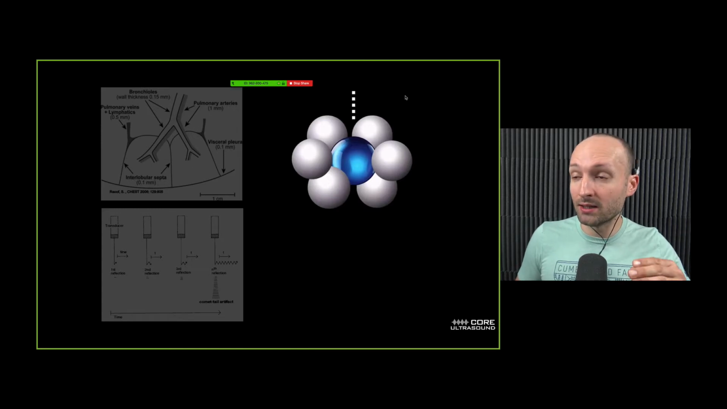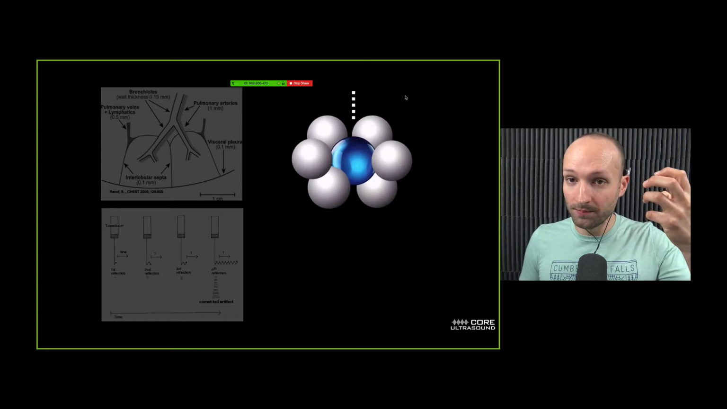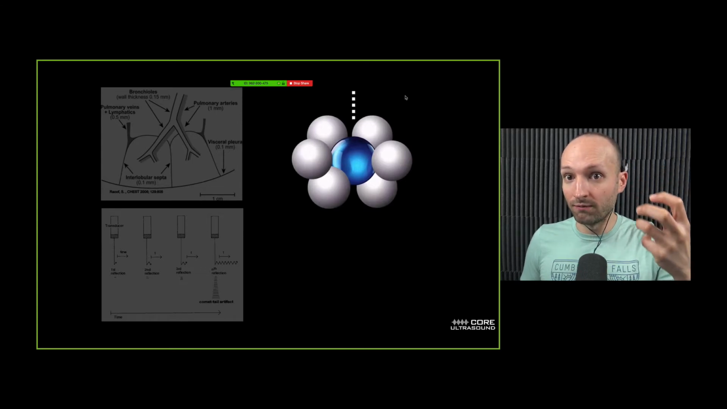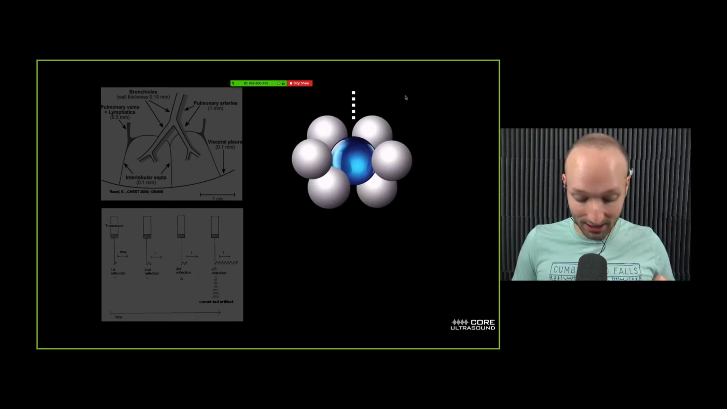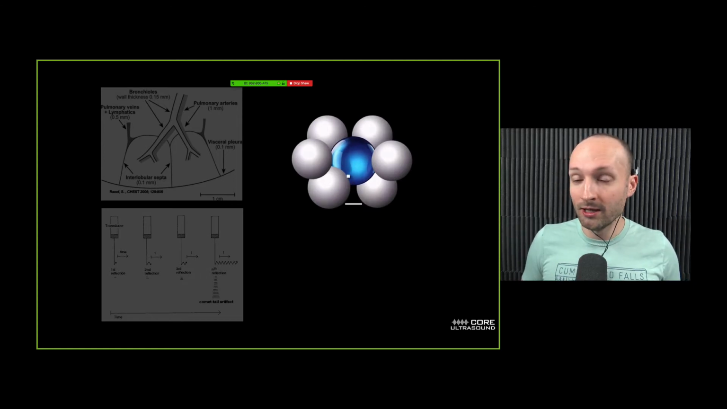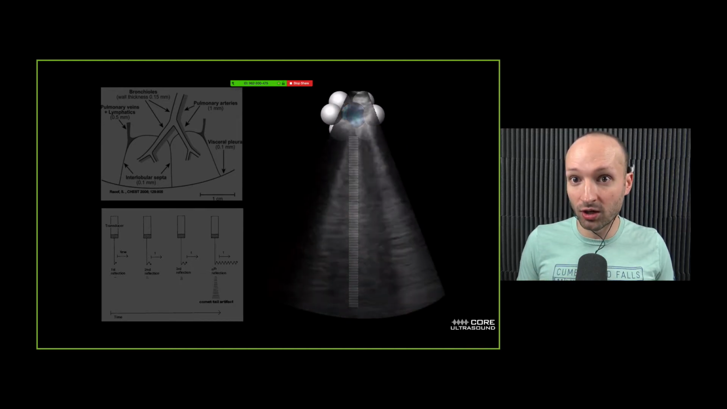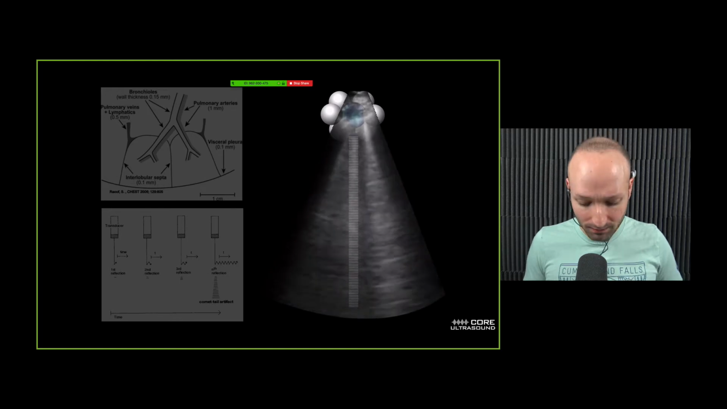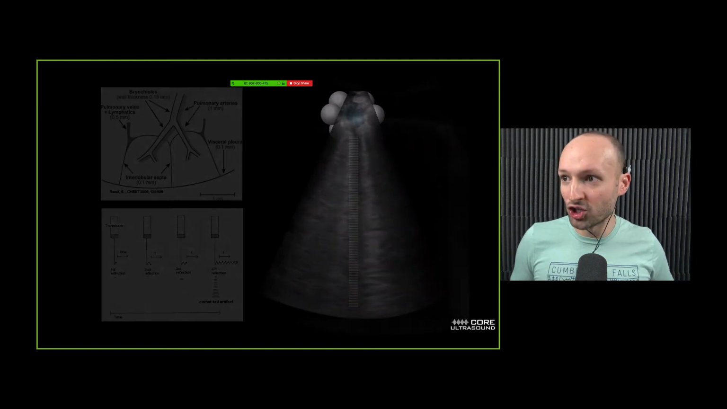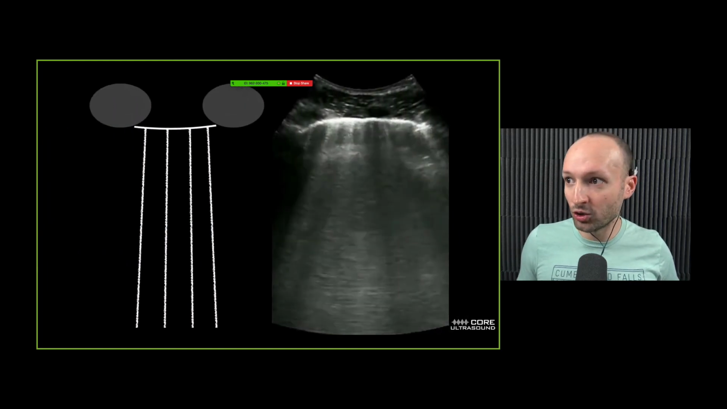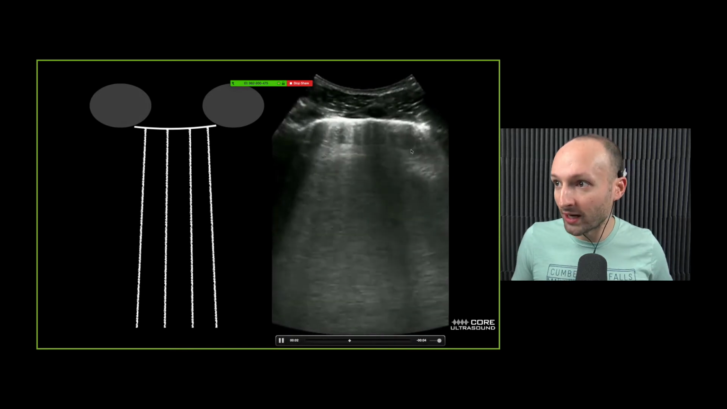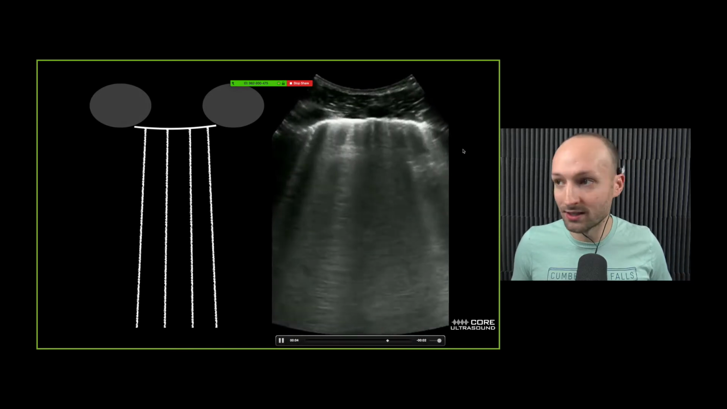But what will happen is once that sound beam hits the border of a fluid-filled or debris-filled alveolus and hits the border between that and an air-filled alveolus, it'll bounce. And if this alveolus is surrounded by a bunch of air-filled stuff, it's just going to create this different type of reverberation artifact called a B-line. So that's how these things are generated. So here's a kind of cartoon of what we're looking at, and then over here on the right side of the screen is what actual B-lines look like.